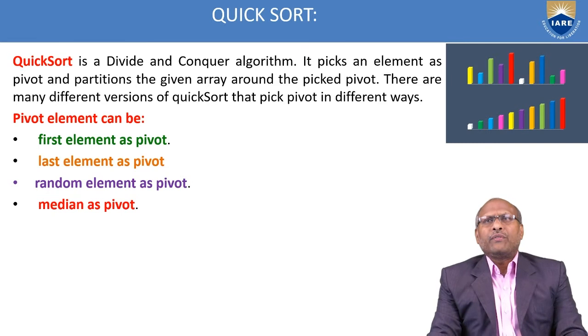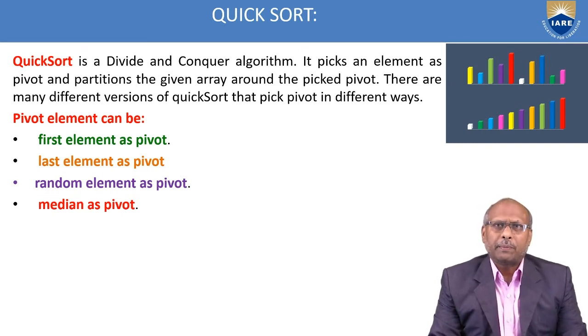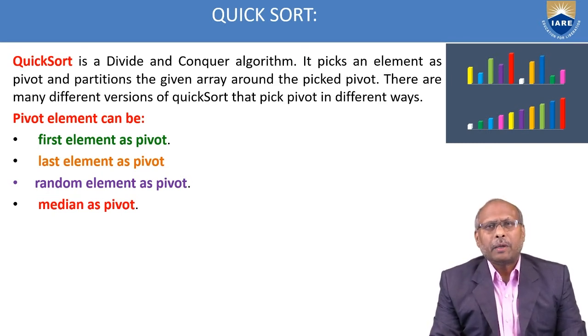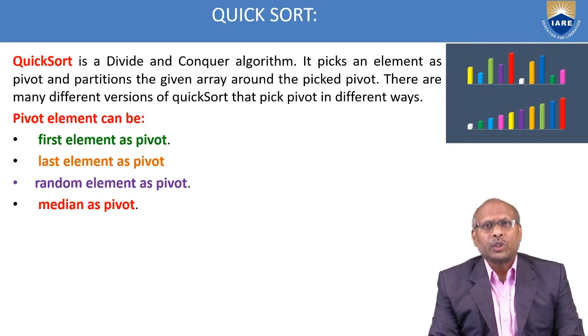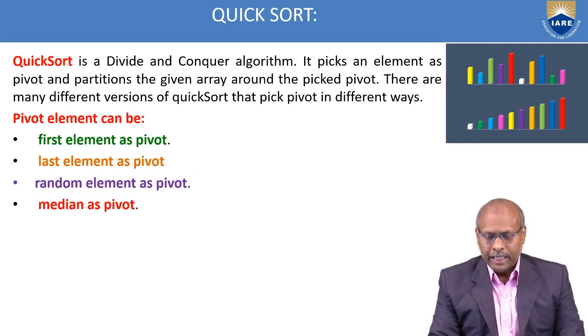Actually, there are different ways of choosing the pivot. The pivot element can be the first element. The pivot element can be the last element. The pivot element can be a random element. The pivot element can be a median element also. So, based upon your choice, you can choose any element as a pivot.